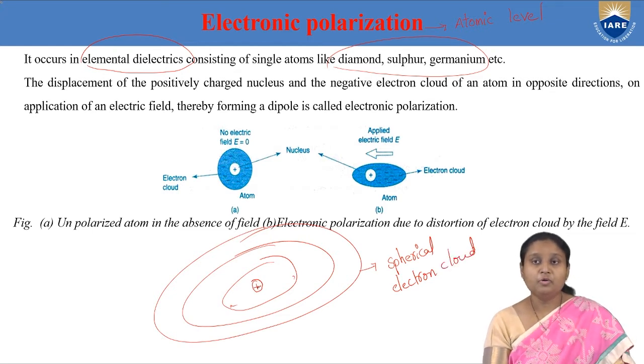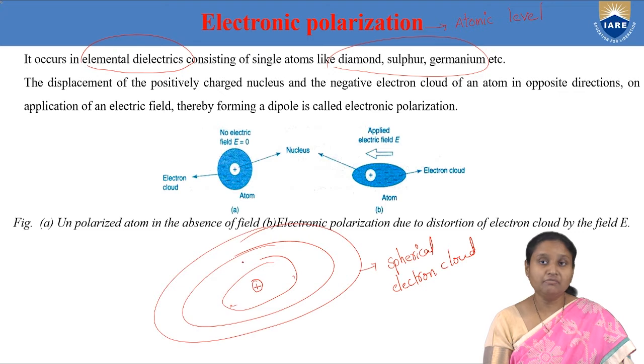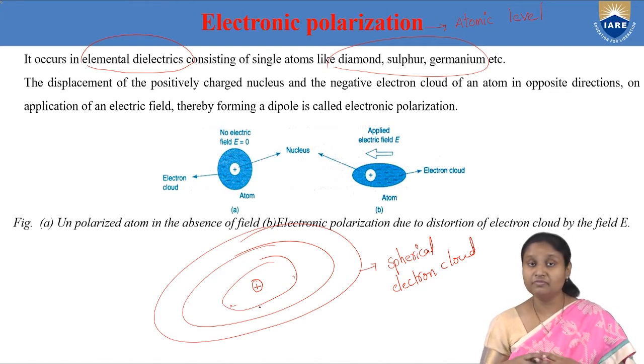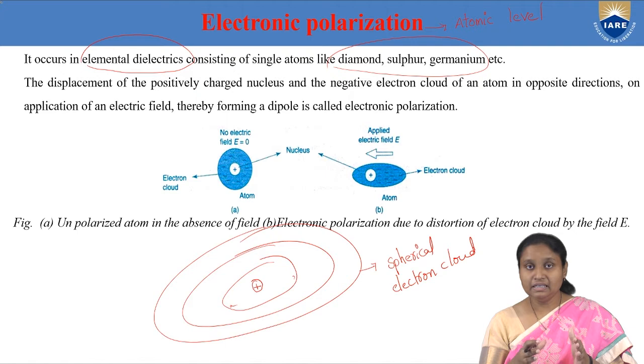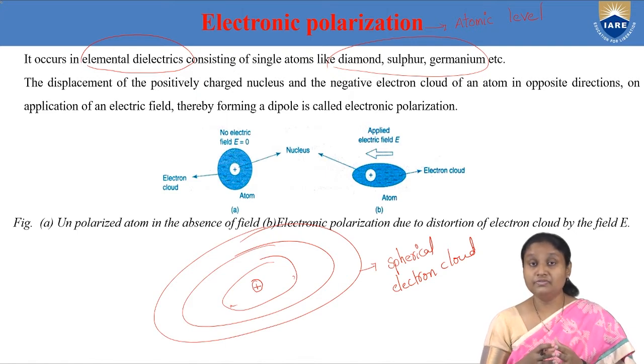So we have a positively charged nucleus and electrons distributed in various orbits, and these electrons are taken just like a cloud. In a cloud we have dispersion of particles, and here, surrounding our nucleus, we have dispersion of electrons. So electrons are distributed, and we assume that distribution to be spherical in nature.